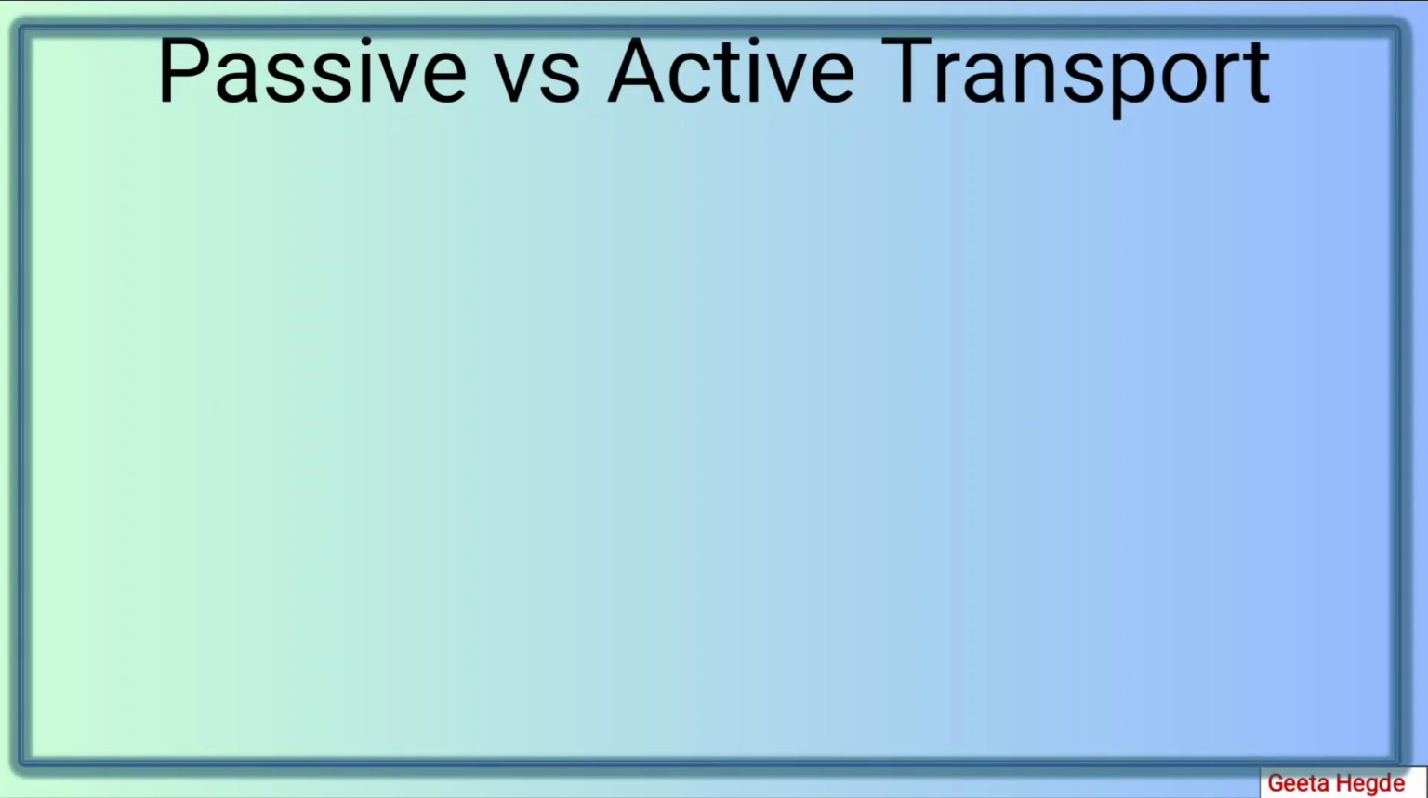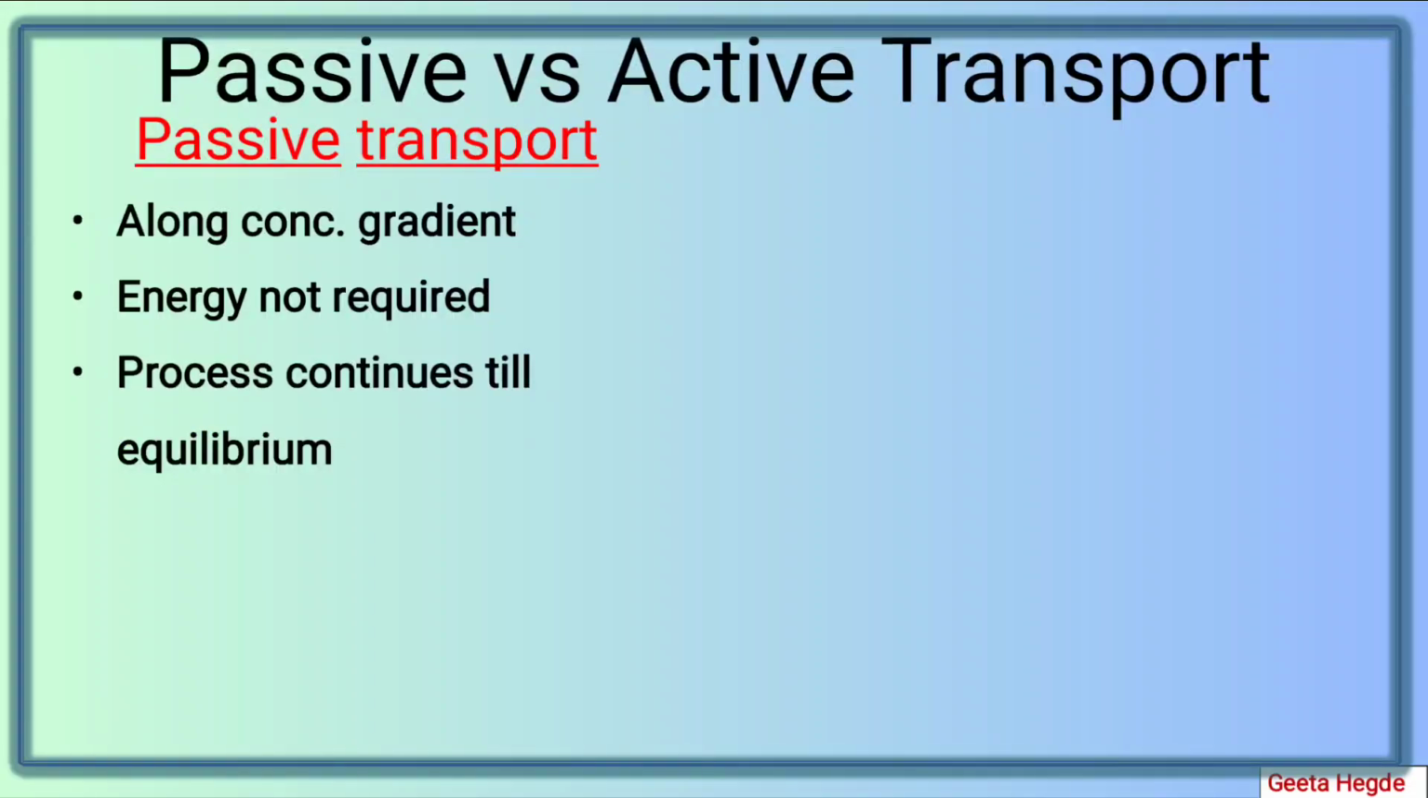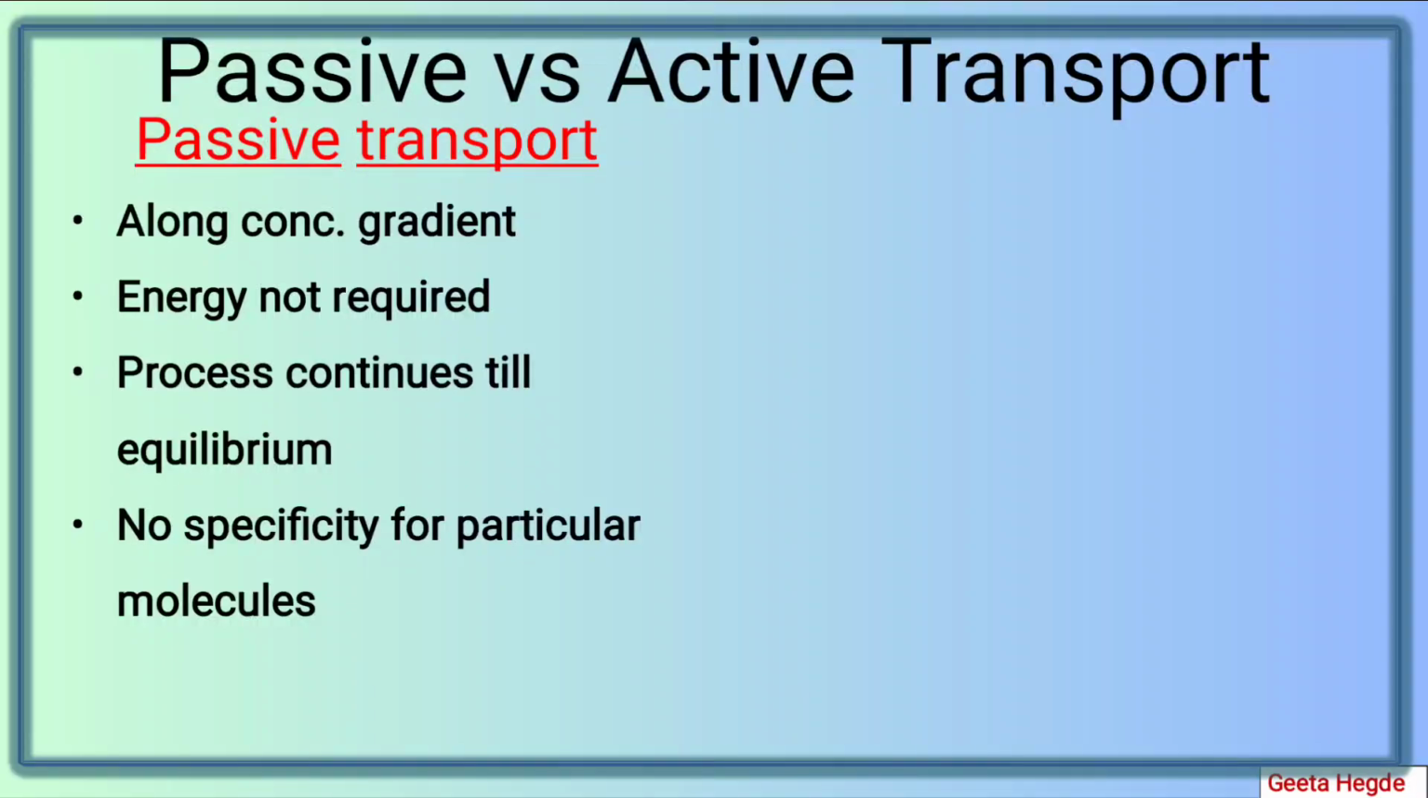So, towards the end, let us learn about the differences between passive and active transport. Passive transport is along the concentration gradient. It is known as downhill transport. Here energy is not required. The process continues till equilibrium is achieved. There is no specificity for particular molecules and there is no competitive inhibition.